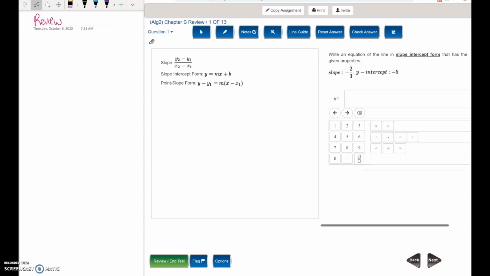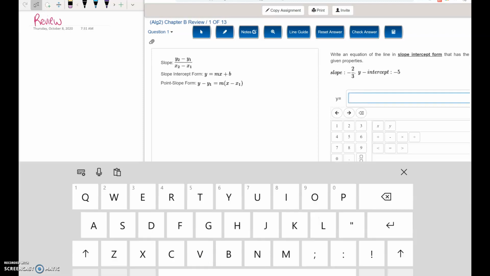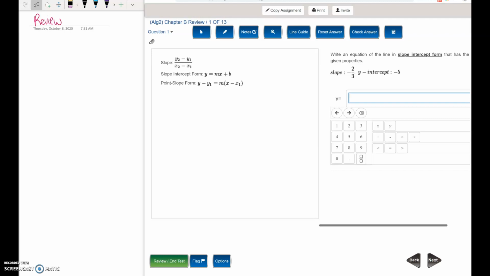The first question asks you for an equation of the line in slope-intercept form, and they give you the slope and the y-intercept. So you just have to figure out how to type it in this math area. You can use your keyboard or the math area.